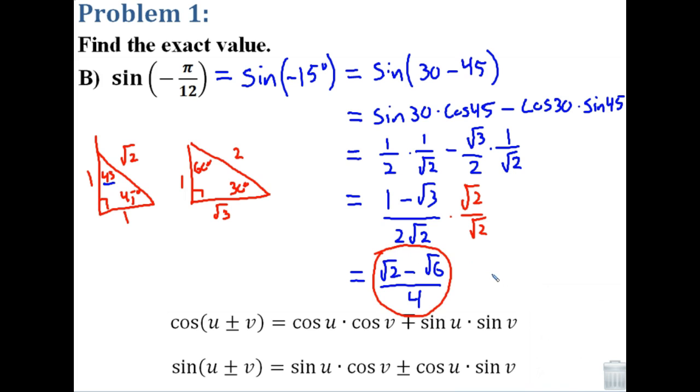Okay, again, similar answer. You're always going to have a 4 on top. You're going to have a root 2 or root 6 for a problem like this. The difference is which one's positive, which one's negative. Our last answer, we had a root 6 minus root 2. This one's just slightly different. But if you're getting something that looks like this, you know you probably did the question right.